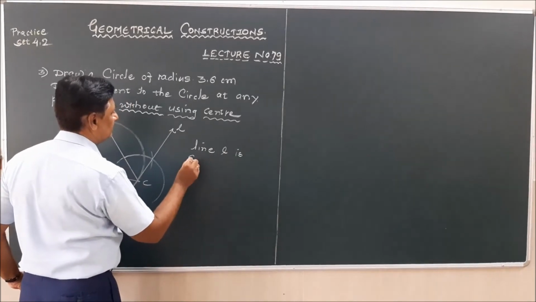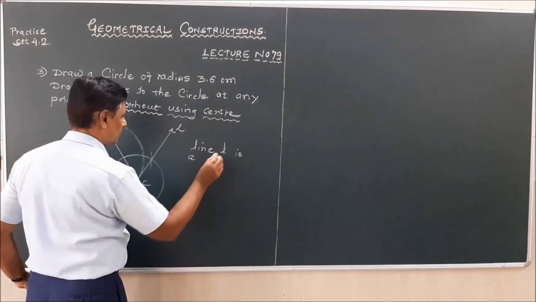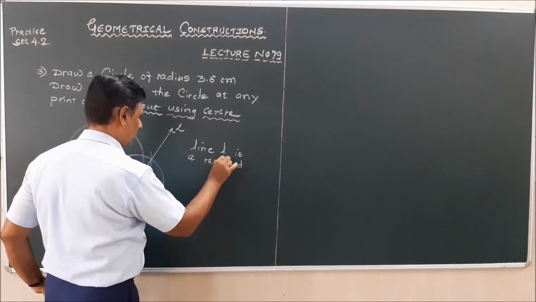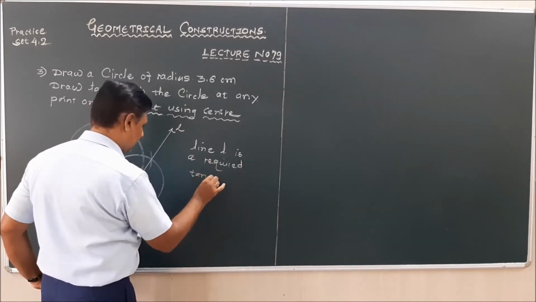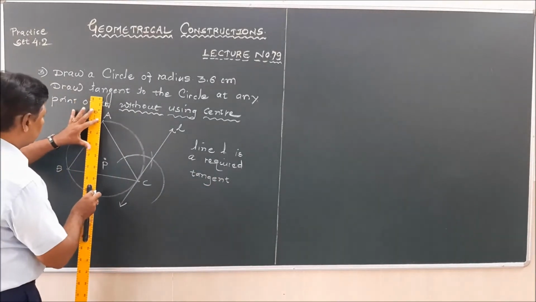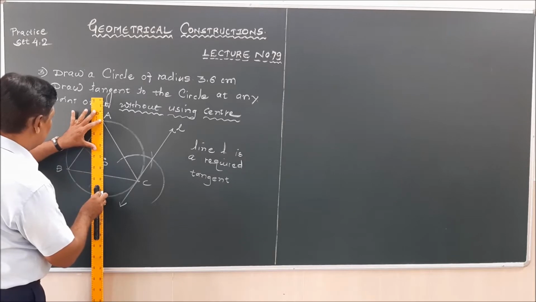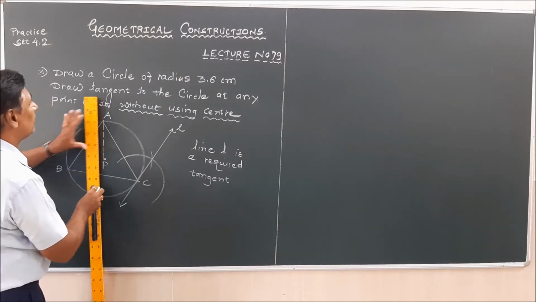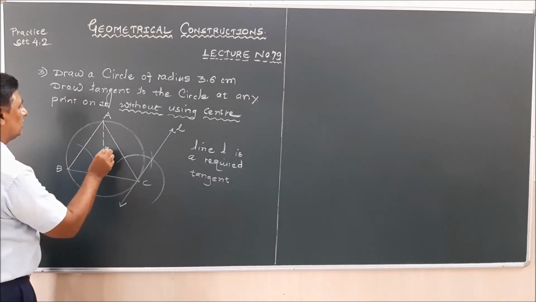Line L is a required tangent. Labeling is still left out. What is that? Radius of a circle. A radius of a circle is 3.6.